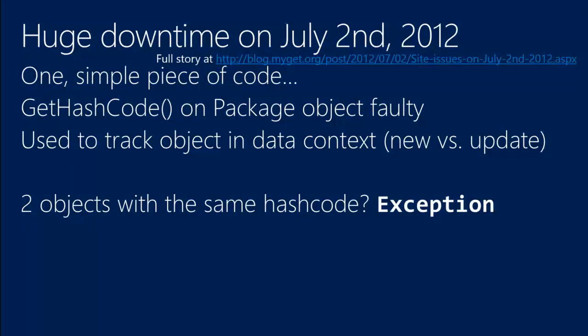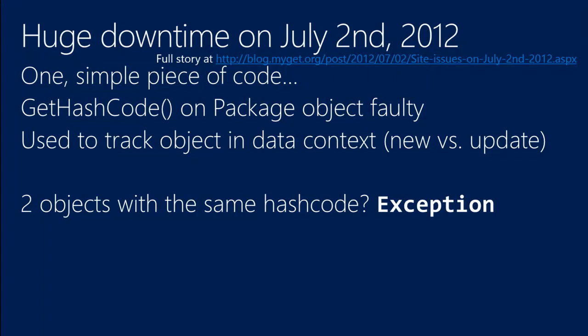And we found out, by the way, you can find the full story on our website as well to see what went on there. We found out that one simple piece of code dating from back when we were a proof of concept actually brought our entire website to a halt. We found out that at the package level, we implemented a GetHashCode. And for some reason, some user was pushing a package to MyGet, and that package had the exact same hash code in our implementation as another package on that user's feed.